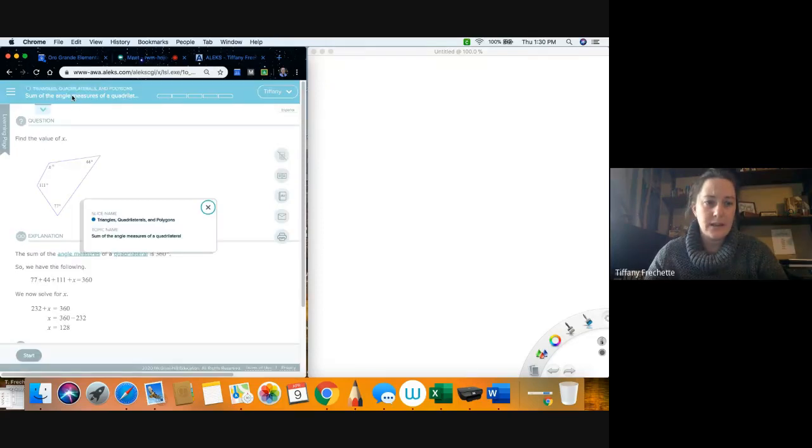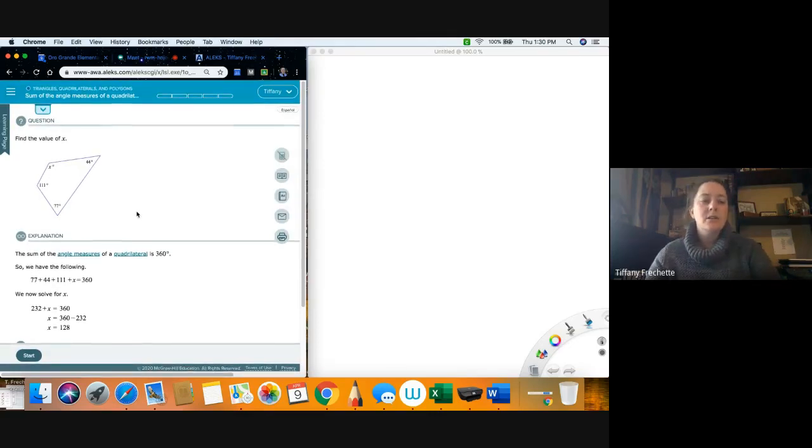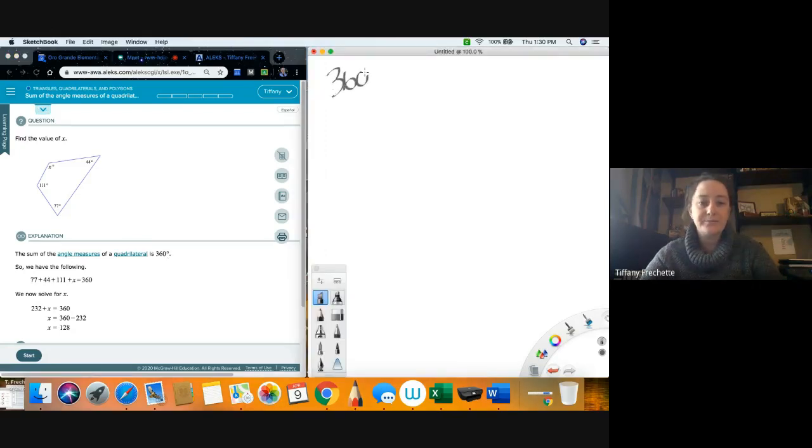Sum of angle measures of a quadrilateral. All right, so we just want to find out what is the missing angle of a quadrilateral, and we also need to know what the sum of the measures are. So down here, they just tell us the sum of the angle measures of a quadrilateral is 360 degrees. So they just tell us that straight out.